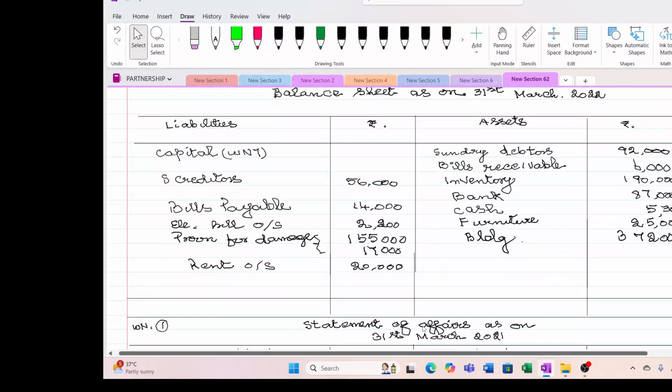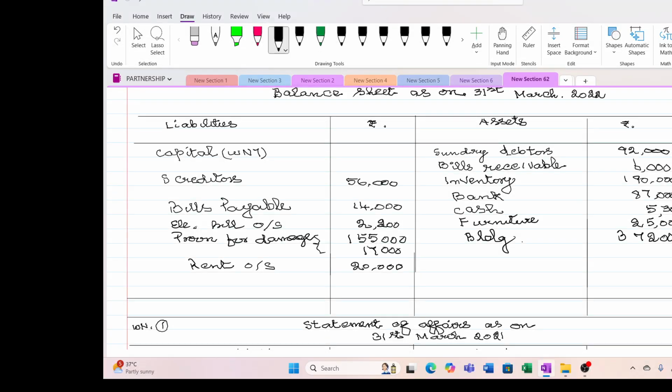Now we will close our balance sheet. You can write all the references of your working note. 513,100 plus 56 plus 142,200 plus 155 plus 17,000 plus 20,000 gives you the total of 777,300.